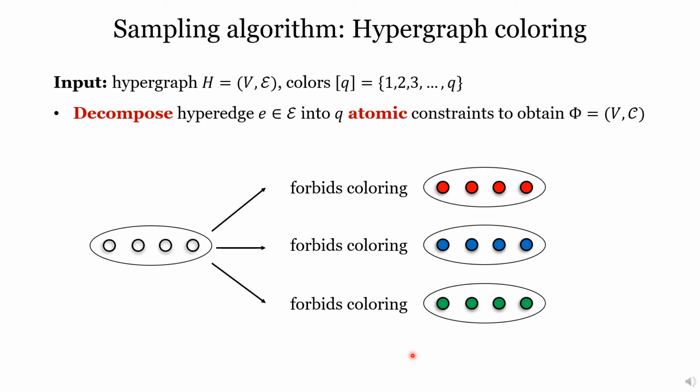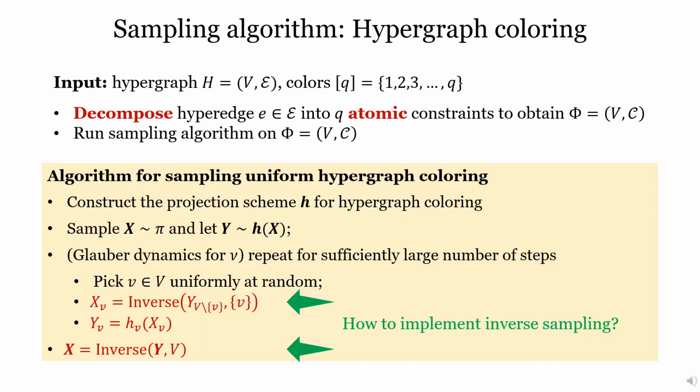Our sampling algorithm for hypergraph coloring is as follows. Firstly, we decompose each hyperedge e into Q atomic constraints, such that each constraint forbids a configuration where all the vertices have the same color. Then, we run our algorithm for atomic CSPs. The key is how to implement the inverse sampling.